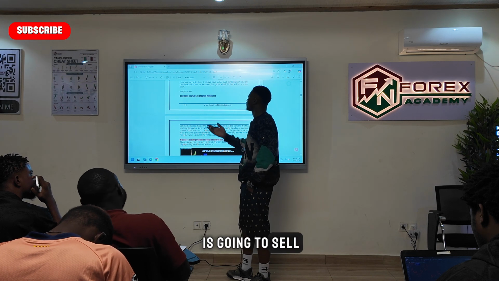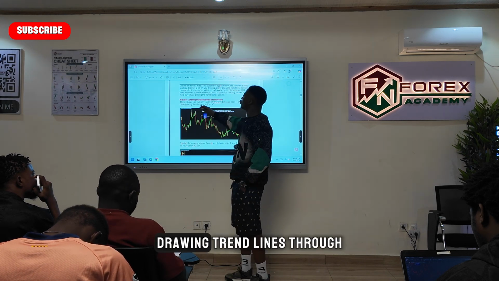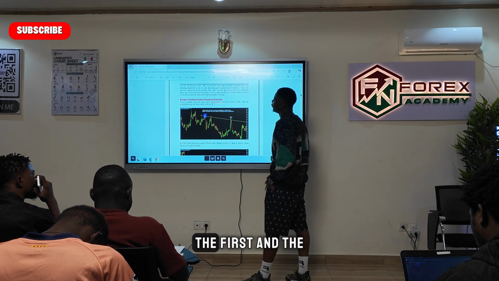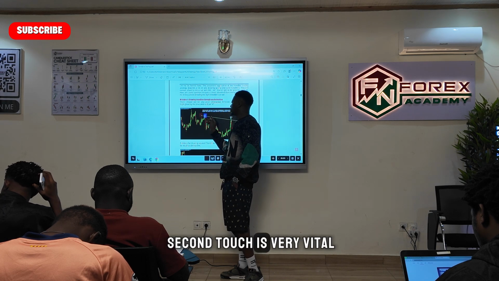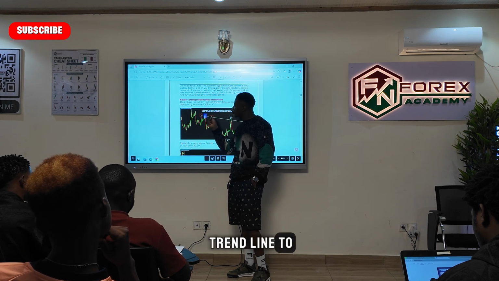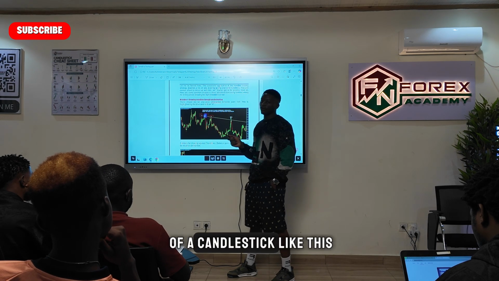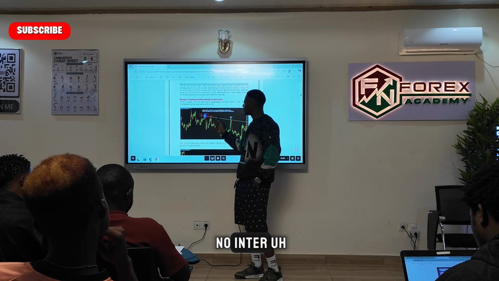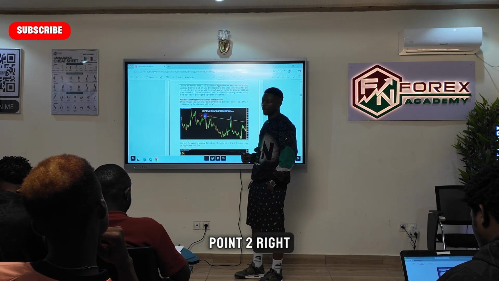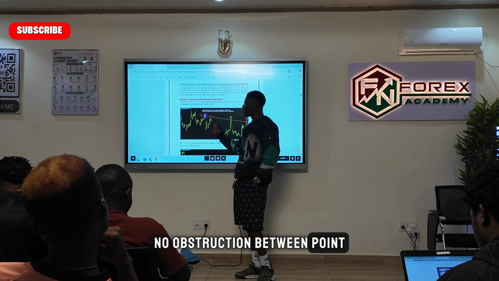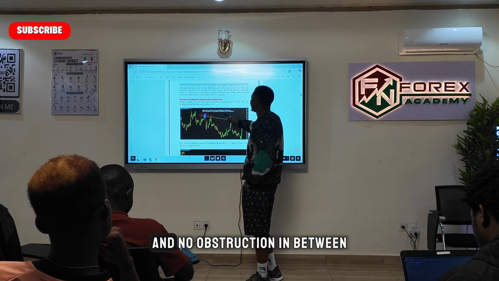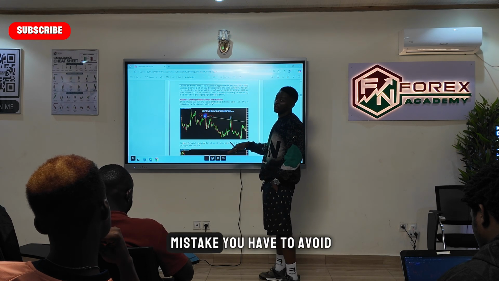Four common mistakes in drawing a trend line. The first: drawing trend lines through an obstruction. Like we said earlier, the first and the second touch is very vital. Never draw a trend line to cross across the body of a candlestick like this. There should be no obstruction between point 1 and point 2. This is not the way to draw a trend line. Point 1 and point 2 must be clear with no obstruction in between. So that's the first mistake you have to avoid.